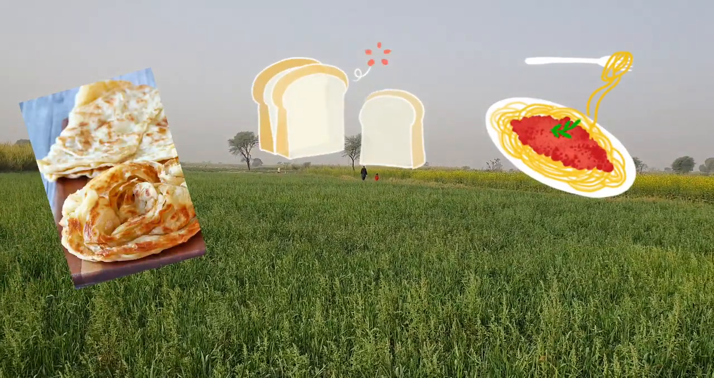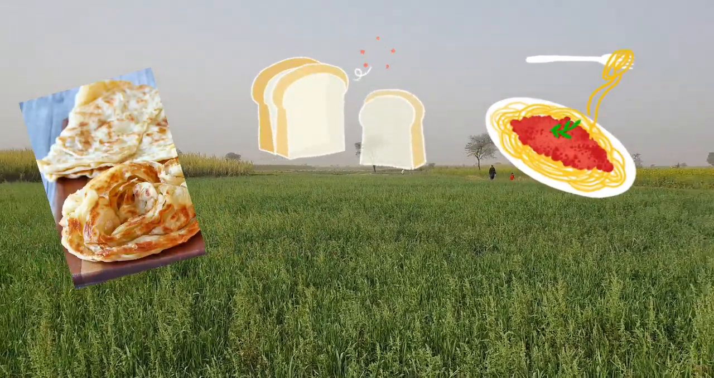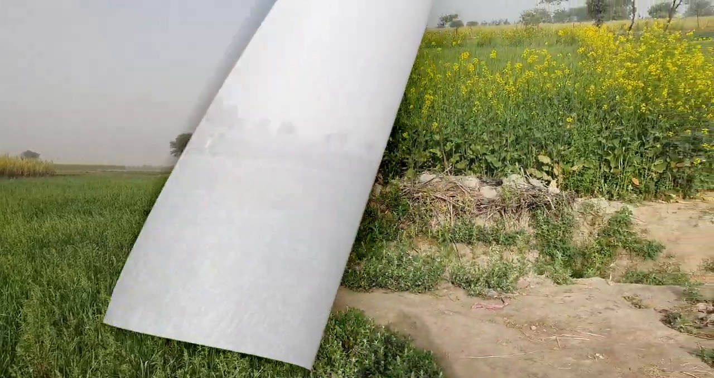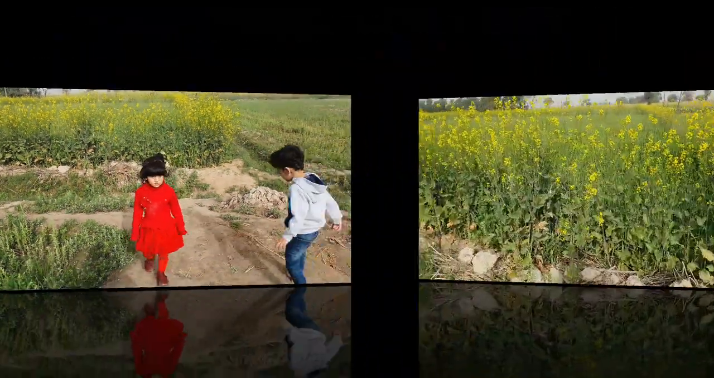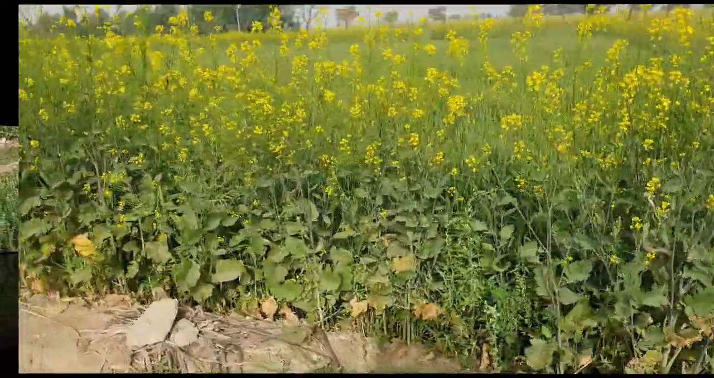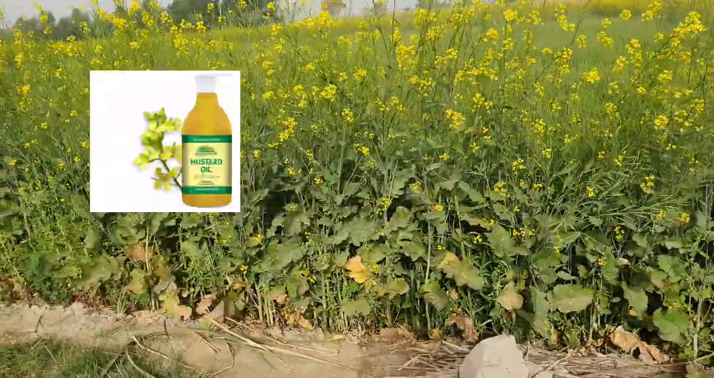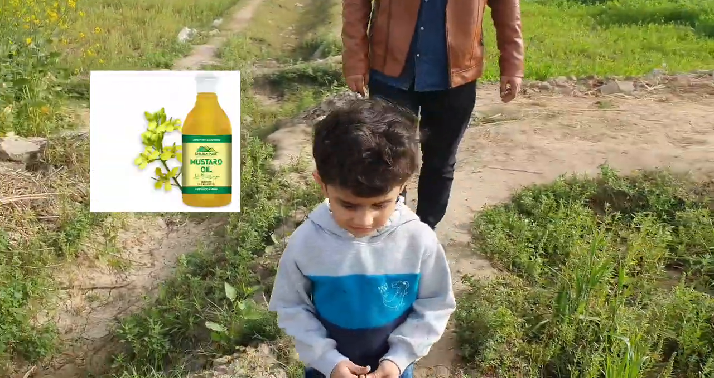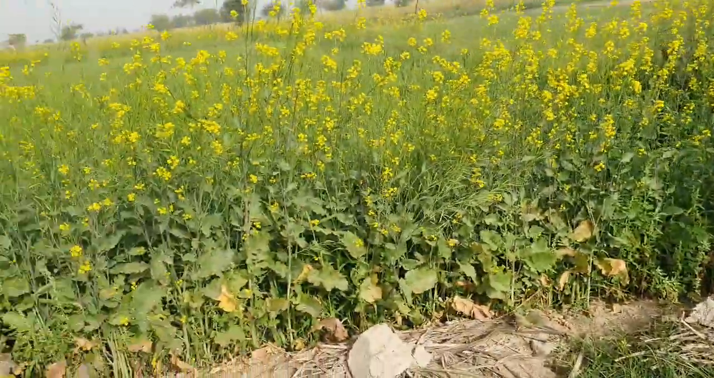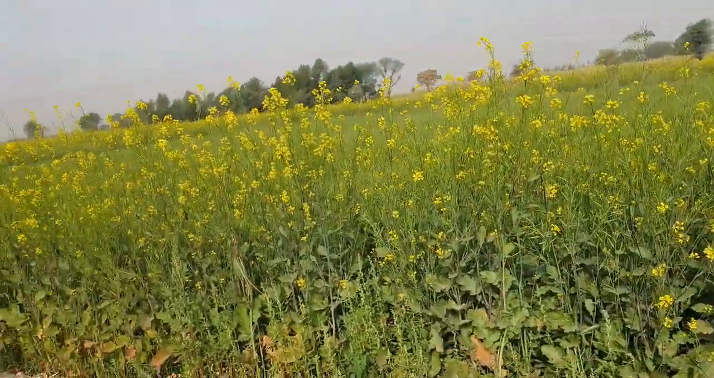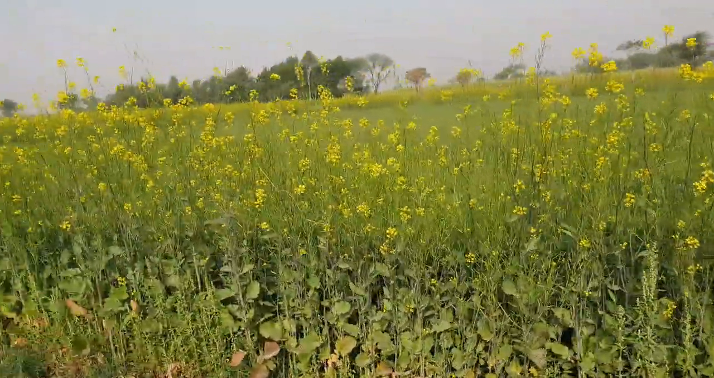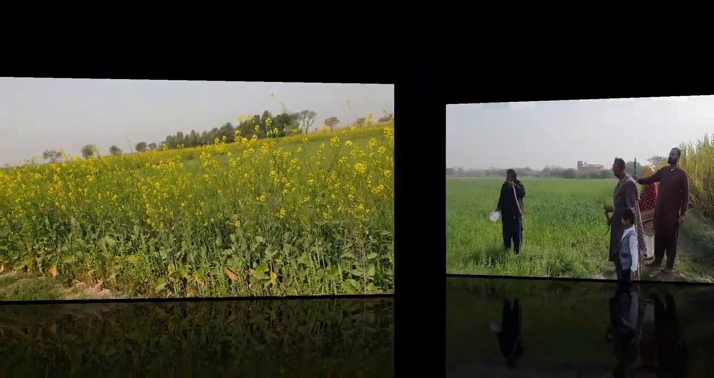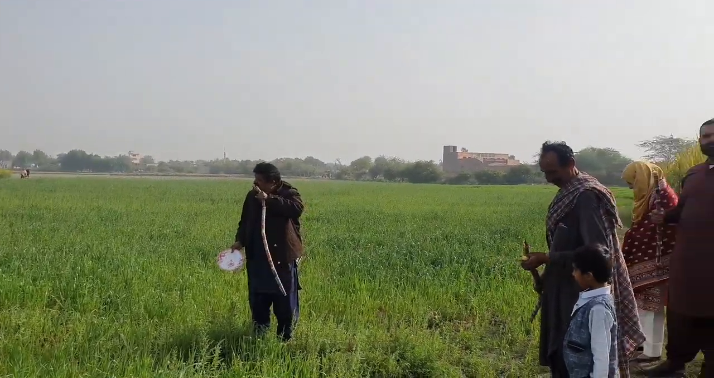And they grind it in the form of powder to make the atta, the flour that we use to make roti or paratha. Mohammed, these are mustard flowers. We use mustard oil. We put mustard oil in your hair. That is extracted from these plants. Sugar cane.